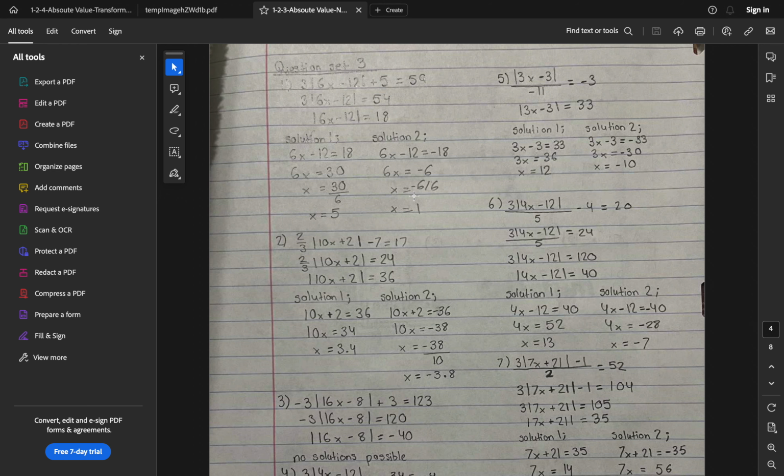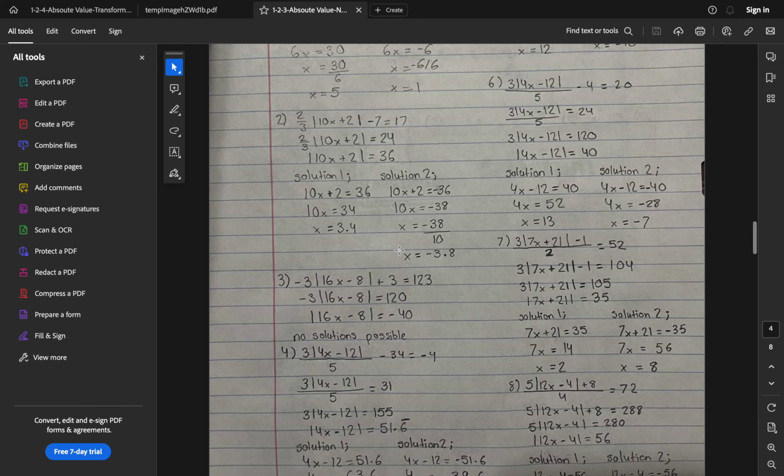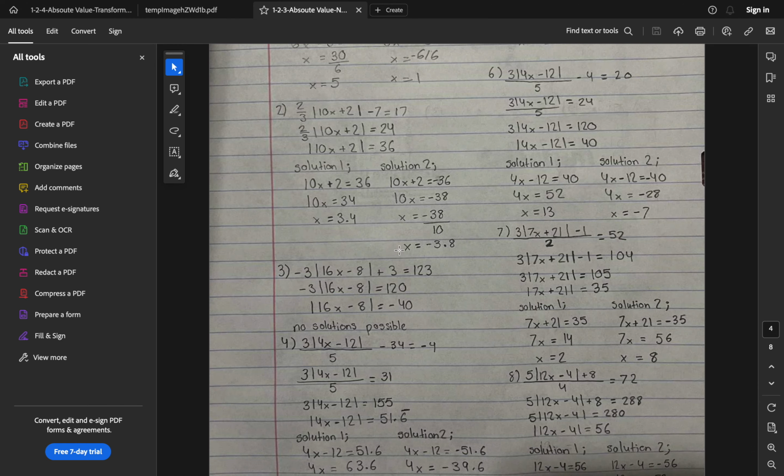On question number 2, we have 2 over 3 times the absolute value of 10x plus 2 minus 7 is equivalent to 17. We rearrange by adding 7 on both sides, which gives us this. And then we rearrange by timesing both sides by 3 over 2, which will give us the final thing, absolute value, what is equivalent to. So absolute value of 10x plus 2 is equivalent to 36.